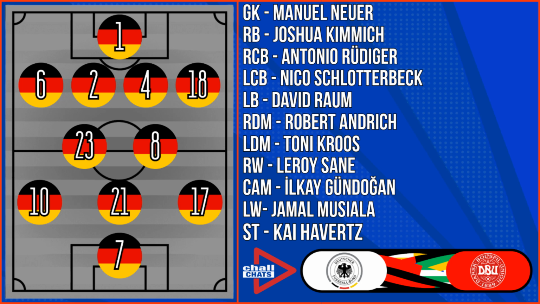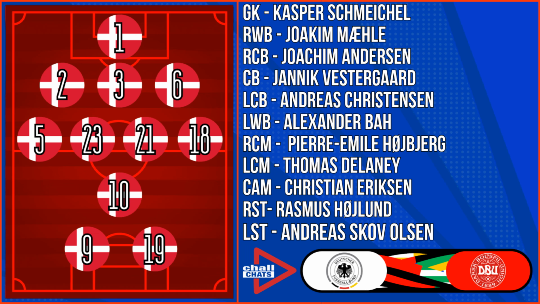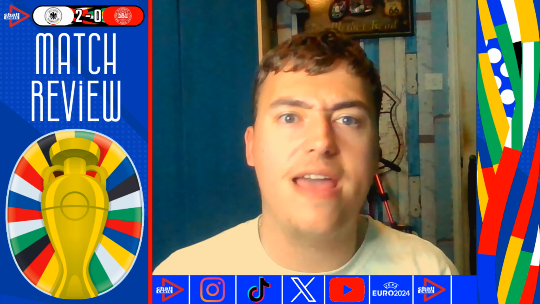For Denmark, it is a 3-4-1-2 lineup with Kasper Schmeichel in goal, a back three of Joachim Andersen, Yannick Vestergaard, and Andreas Christensen. The wing backs on the right and left side, respectively, are Joachim Maehle and Alexander Bah. The midfield partnership is Pierre-Emile Højbjerg and Thomas Delaney, with Christian Eriksen as the attacking midfielder. The forward partnership consists of Andreas Skov Olsen on the left and United's Rasmus Højlund on the right. So we're going to kick off with Denmark.